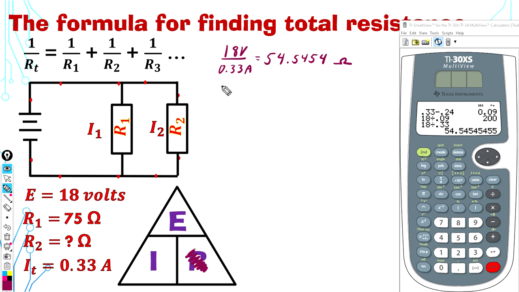All right. So then we could take our 1 over 54.5454 equals 1 over, then we've got our 75 ohms plus 1 over, oops, not RT, 1 over R2. So what we'd actually do on this one is subtract our 1 over 75 from both sides.